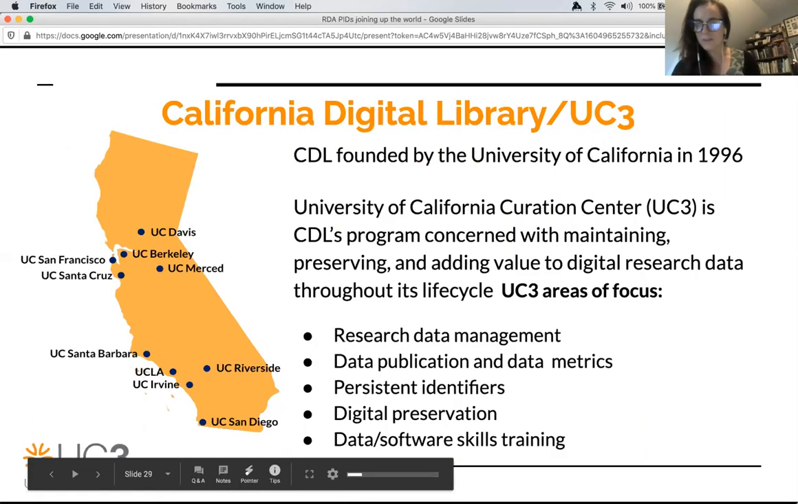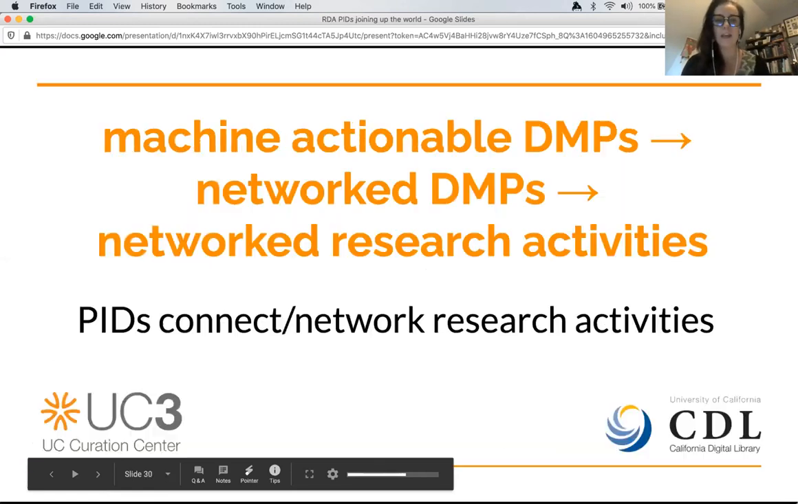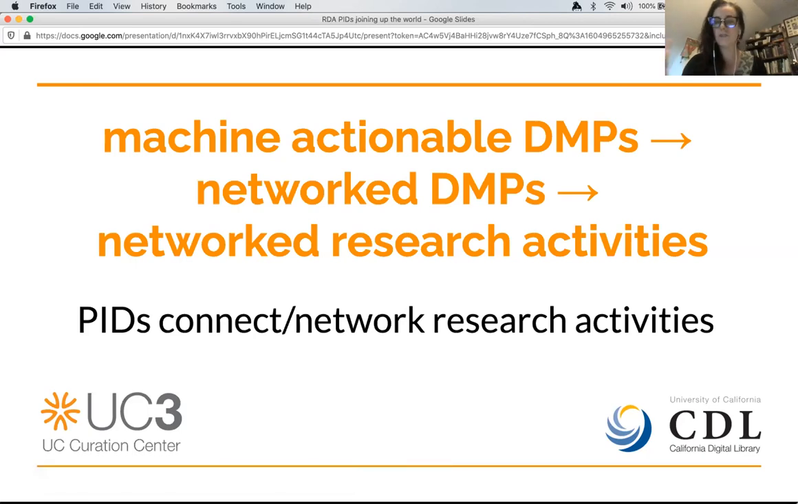Alrighty, so I work with the other Maria G, at the California Digital Library. We both work in the UC3 department. I'm going to talk a little bit about machine actionable data management plans and some work we have done all around the new modernized networked DMP, all using identifiers to connect and make a more networked research activity.